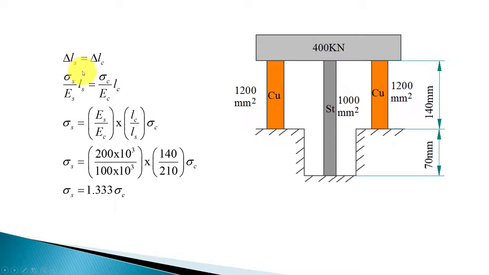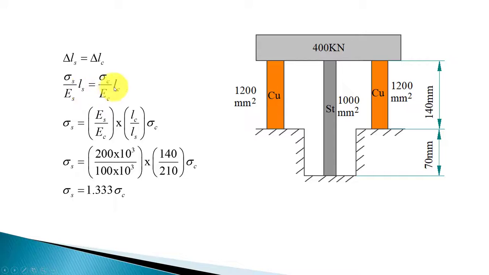Now delta LS is strain into length. Strain induced in steel is sigma S by ES, and strain into the length of that particular material will give the change in length in that material. So sigma S by ES multiplied by LS will give the deformation in steel. Similarly, sigma C by EC is the strain in copper, and strain into length will give the deformation in copper.